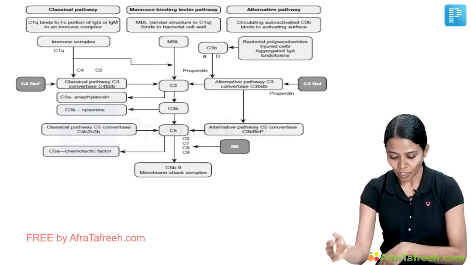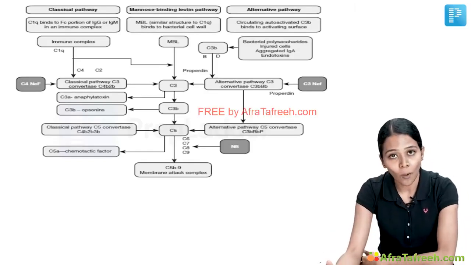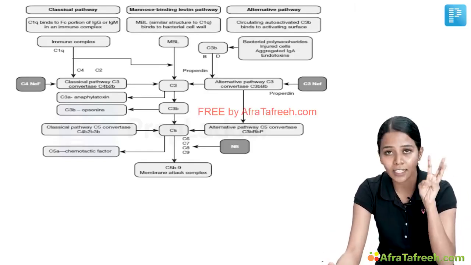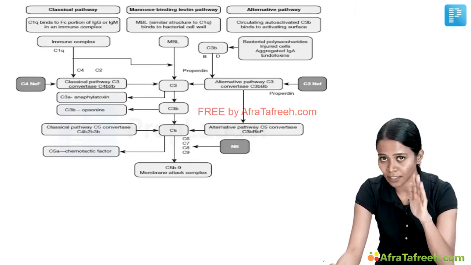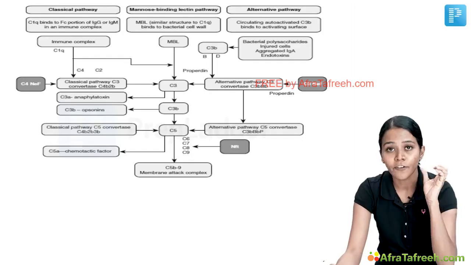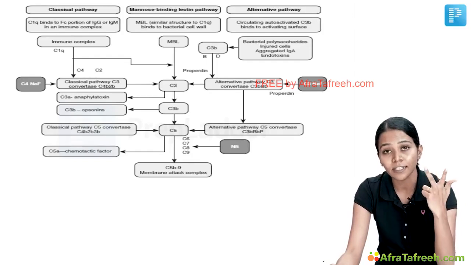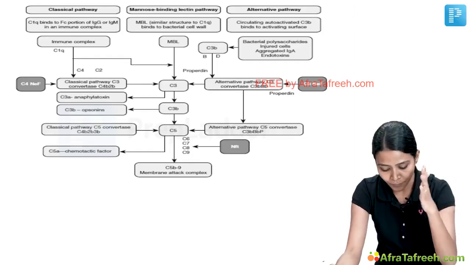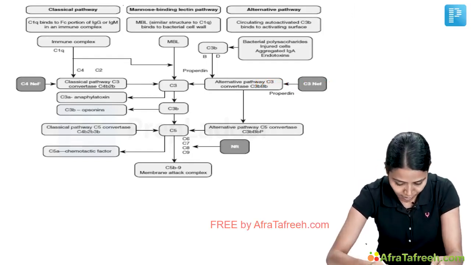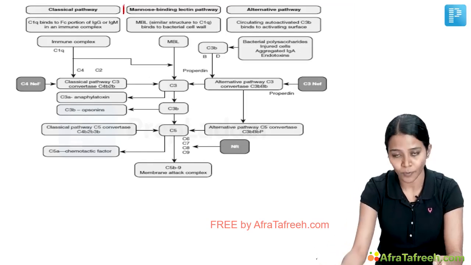And finally, we'll finish up with high yield questions, which are important points required for revision just prior to the exam. Now, coming to the complement pathway, there are three important ways in which the complement pathway gets triggered or stimulated in the body. First is classical pathway, second is alternative pathway, third is MBL pathway. Now, first focus only on the classical pathway.